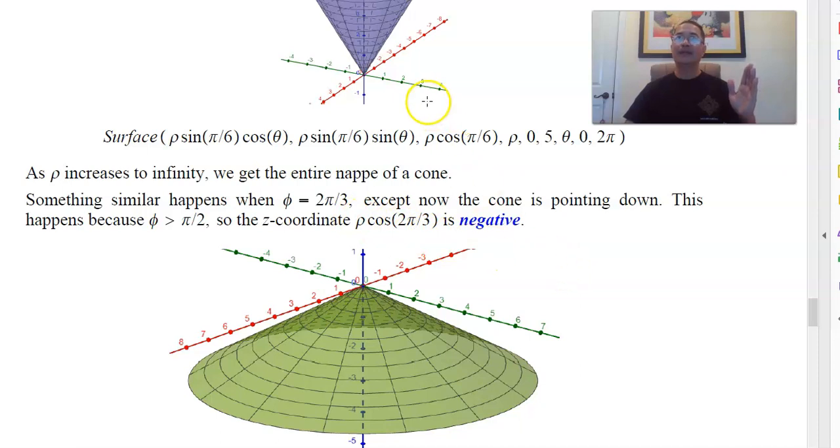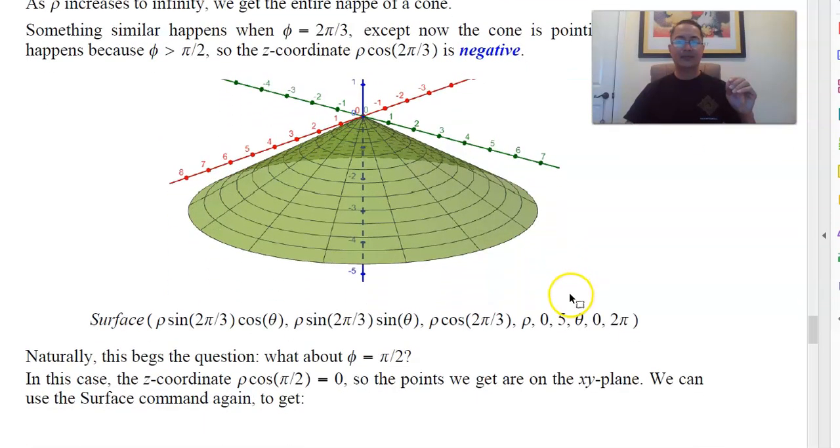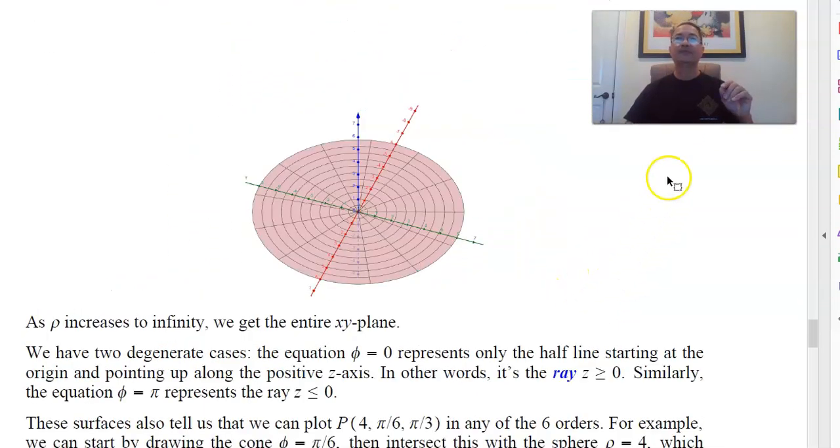Can you visualize it? Are we still going to get a cone? Is it still a cone? Let's see what's going to happen. Boom! No, of course not. It's not a cone anymore. It's the xy plane, okay? Because our phi is pi over 2.